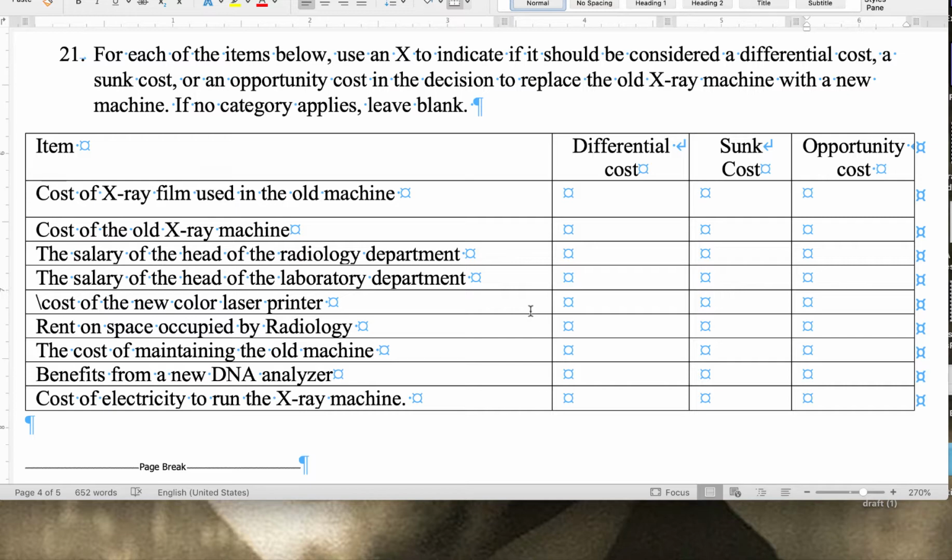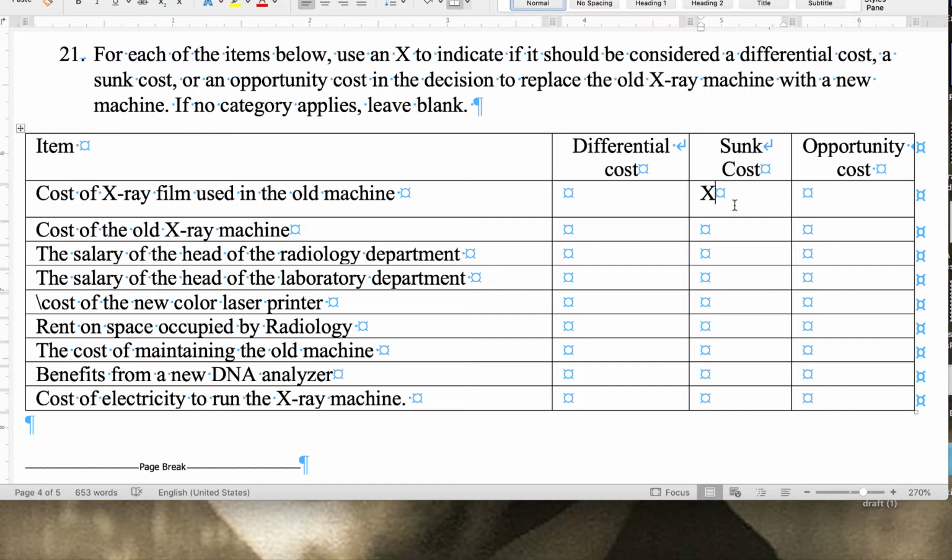Okay, so let's think about this one. The cost of x-ray film that we had used in the old machine. Okay, we already bought this x-ray film, right? We already bought it. It's a cost that we already incurred. It doesn't matter if we continue to use the old machine or we buy a new x-ray machine. That cost already incurred. It doesn't matter what decision we make, that's not going to change, right? That's the definition of sunk cost. So the first one is a sunk cost.